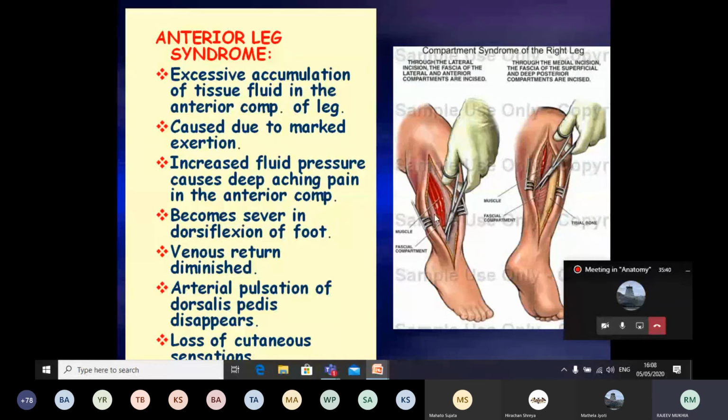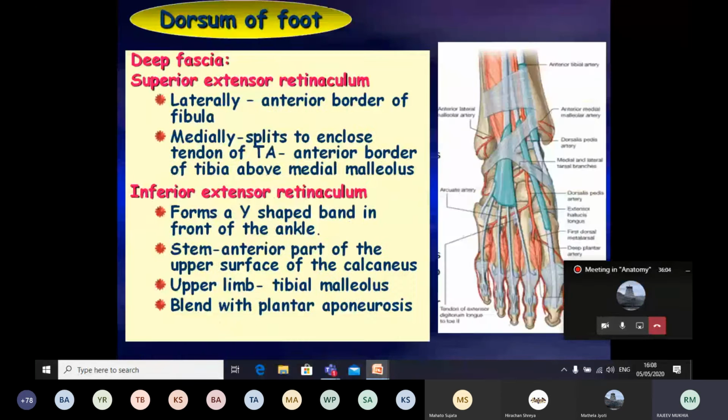And what are the features present here? Venous return will be diminished, arterial pulsation of the dorsalis pedis artery will not be visible, and there is loss of cutaneous sensation. These are the features in anterior leg syndrome.